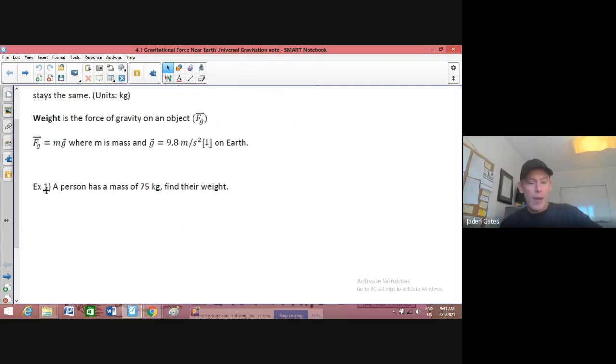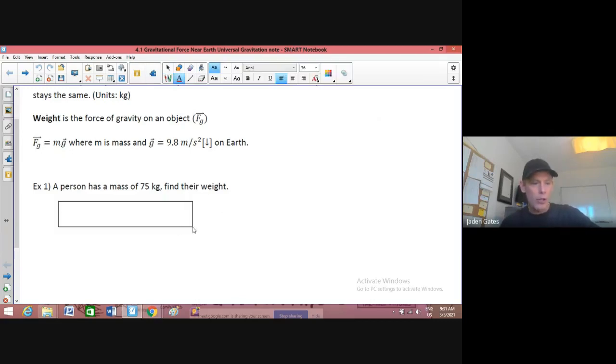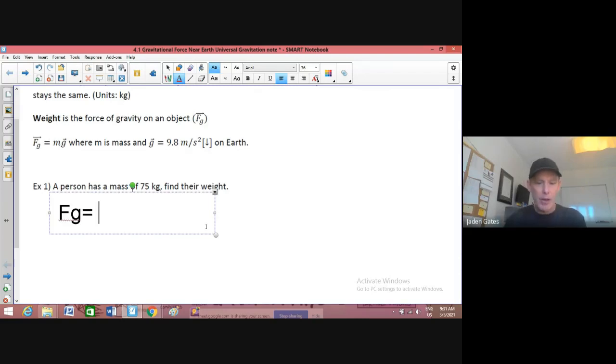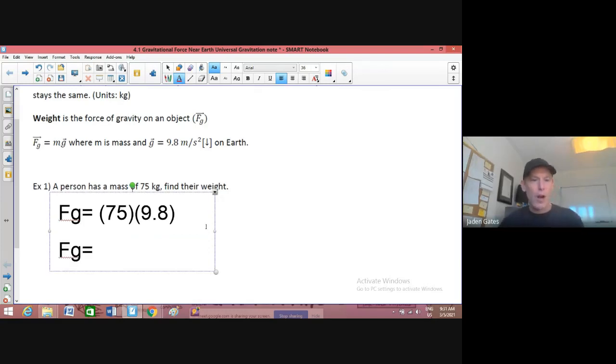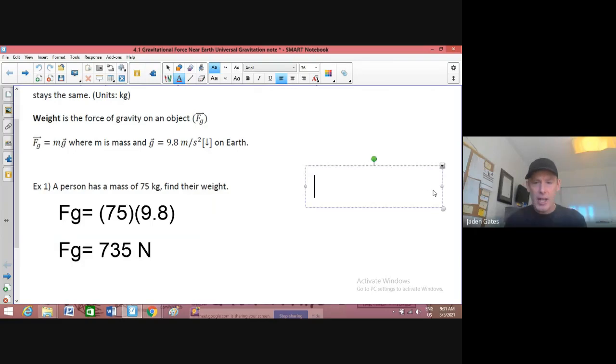So in example 1, a person has a mass of 75 kilograms. Find their weight. That is where we would just look at finding Fg, which again would be their mass, 75 kilograms, times the acceleration due to gravity. I multiply those numbers, and your Fg, your force of gravity, or your weight, would be 735 newtons.